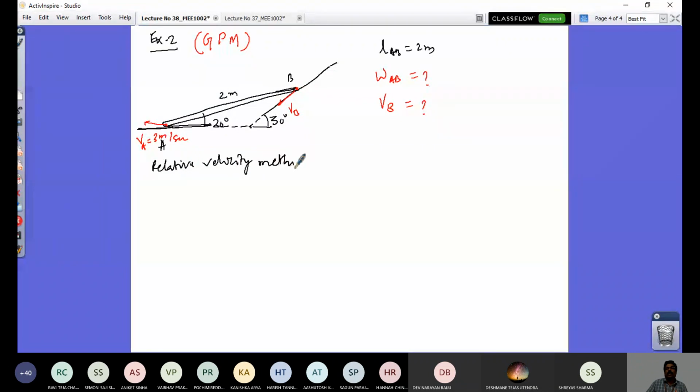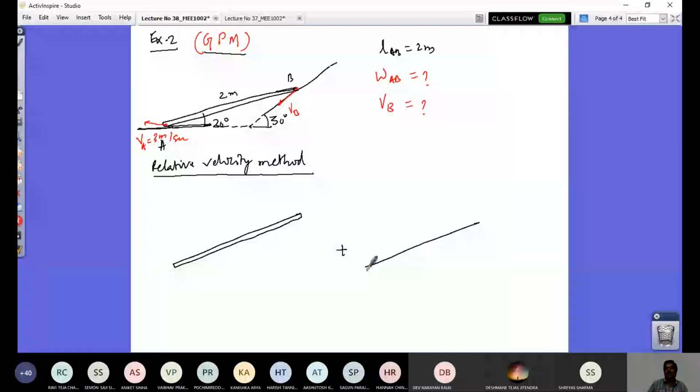Why this is called the relative velocity method, you will understand. This complex general plane motion can be resolved into two motions: translation plus rotation. So how do I consider it? I know it is going to be on a horizontal. So first I will resolve this motion. I will look at this bar now as a translating bar plus a rotating bar.